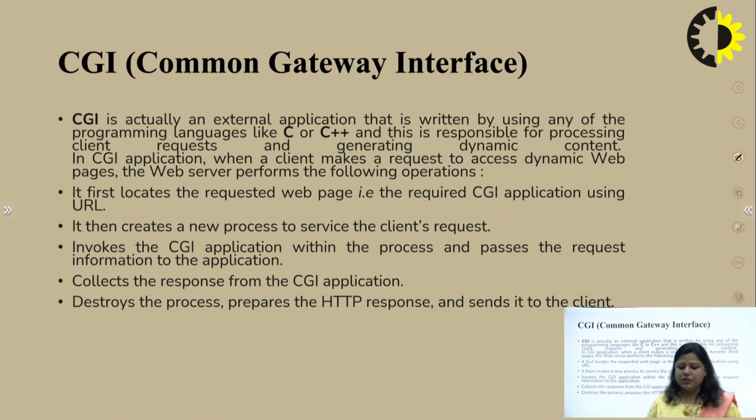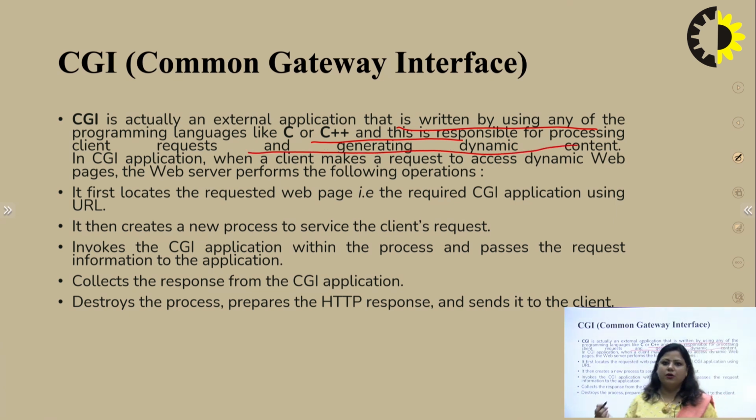Next is, what is common gateway interface? Basically, common gateway interface is an external application that is written using any programming language like C, C++, and it is responsible for processing client requests and generating dynamic content. So common gateway interface works as an interface between the client and server, or between servlet and server, and it is written in any language like C or C++, whatever we require. With the help of this we generate dynamic content.